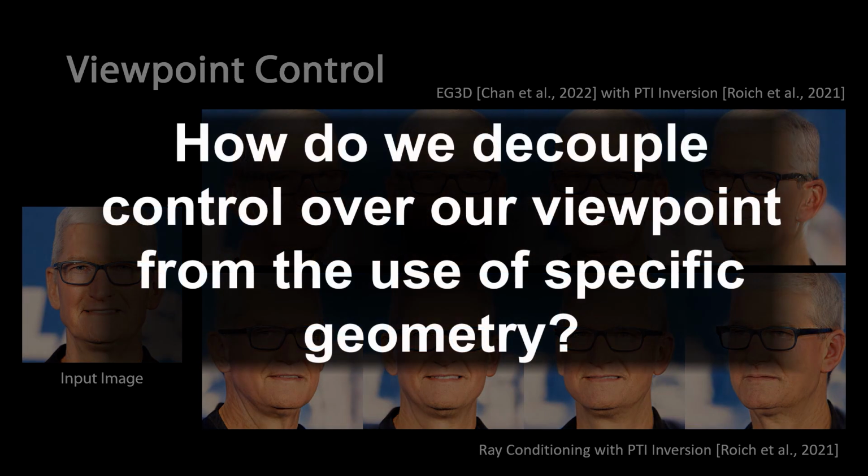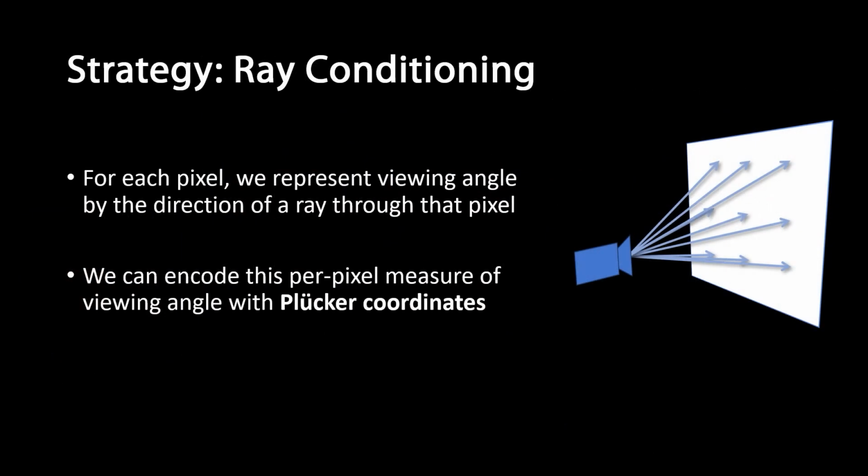So how do we decouple control over our viewpoint from the use of specific geometry? For each pixel, we represent viewing angle by the direction of a ray through that pixel. And we can encode this per pixel measurement of viewing angle with Plücker coordinates.